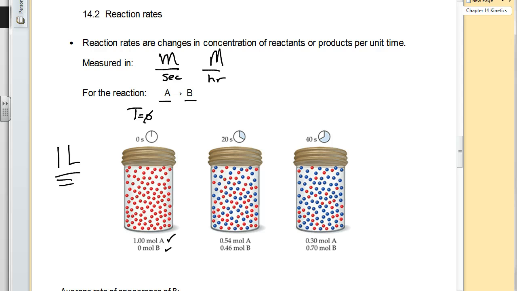We put it in there, we put the top on, and we start the clock, and at 20 seconds, you can see that there's some blue showing up here. We still have A, but we also have some B. So we have now 0.54 moles of A and 0.46 moles of B at 20 seconds. So this reaction is proceeding forward. It is going from the reactant A to the product B. At 40 seconds, we can see that there's a lot more blue, which is B, than there is A. And so now we're down to 0.3 moles of A and 0.7 moles of B at 40 seconds. Okay? So we can see this reaction is progressing forward.